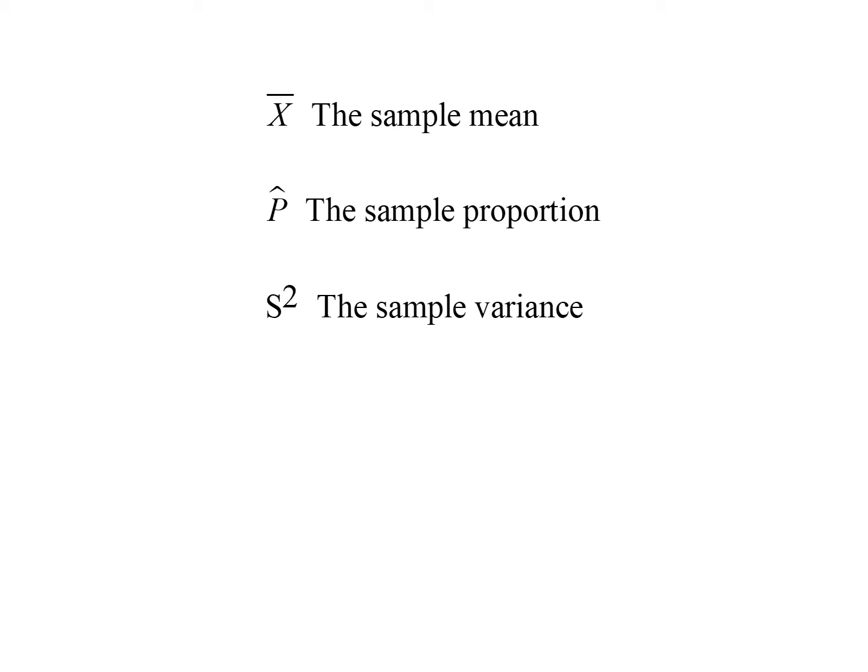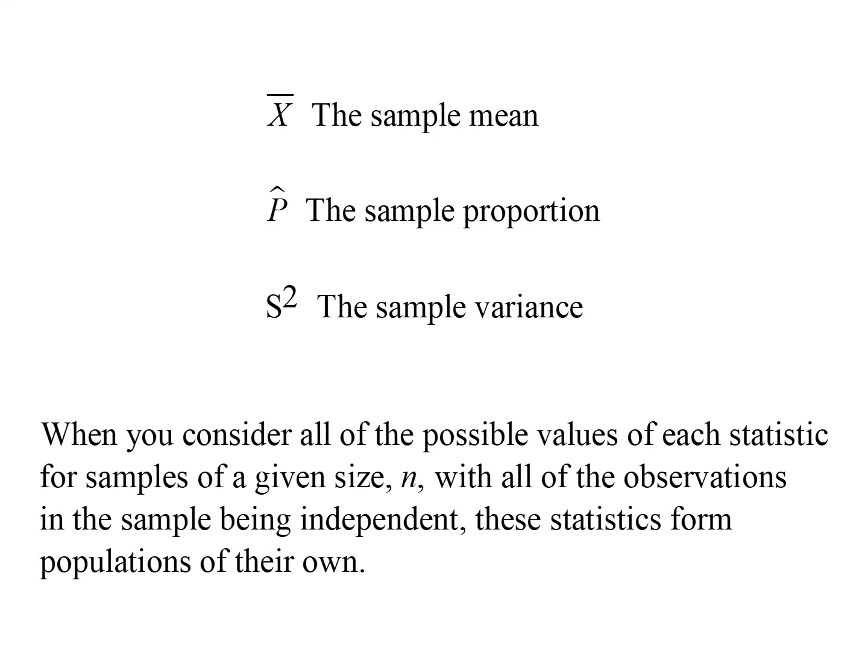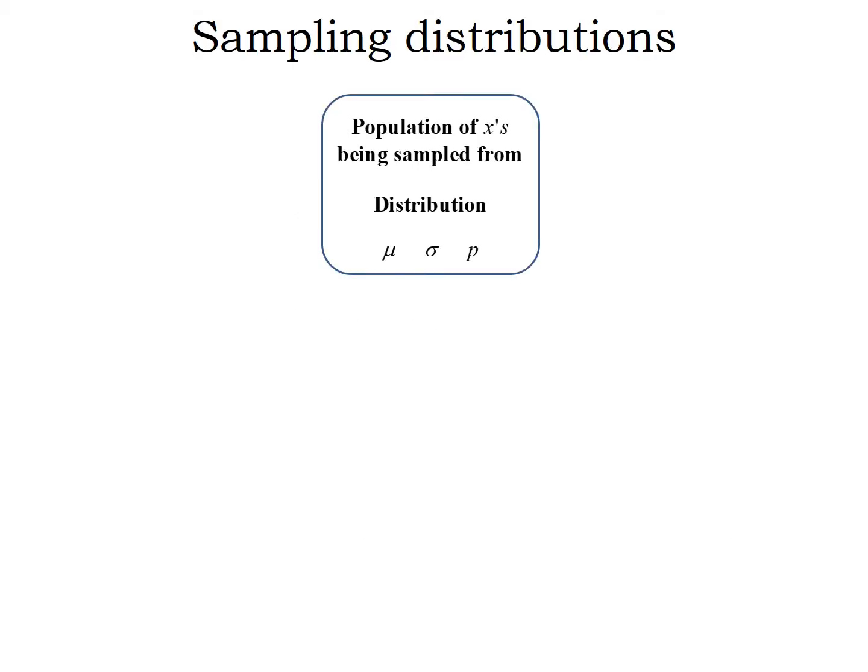We've already looked at these three statistics quite a bit. X bar, the sample mean, p hat, the sample proportion, and s squared, the sample variance. We know that when we look at all possible values of each of these statistics, with a fixed sample size and independent observations, they each form their own population. And each of those populations has all the properties that a population would typically have. So each of these populations depends on the population that's being sampled from.